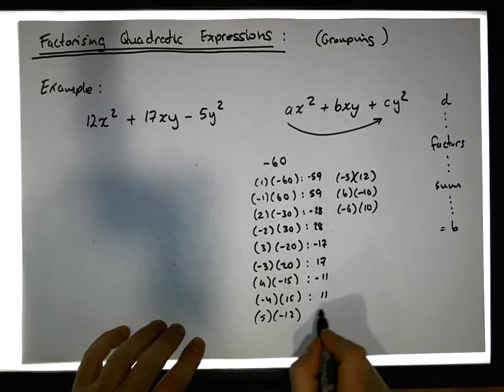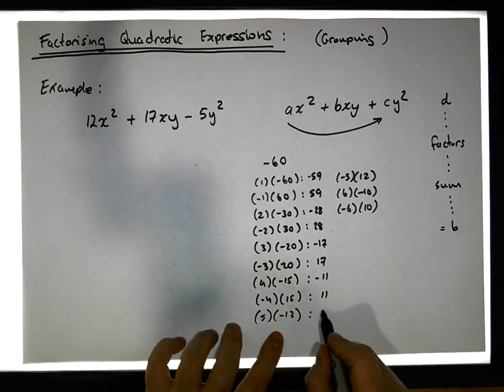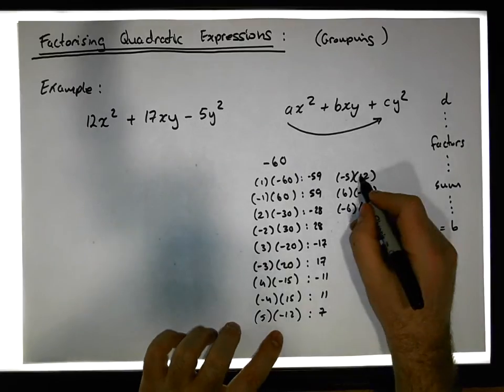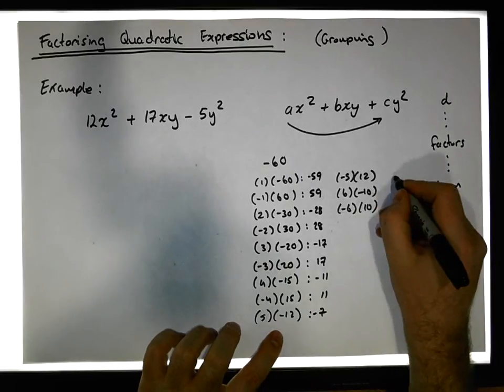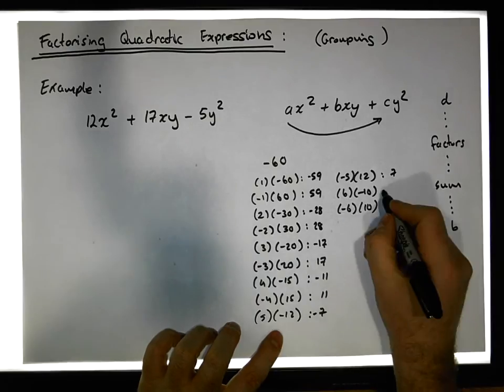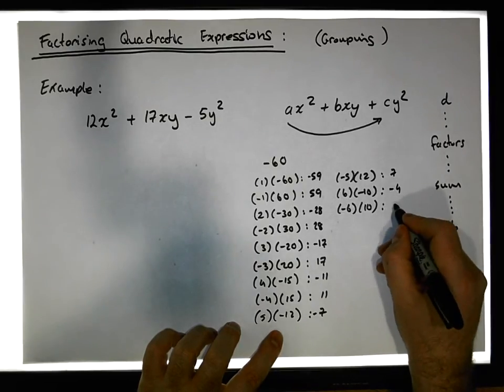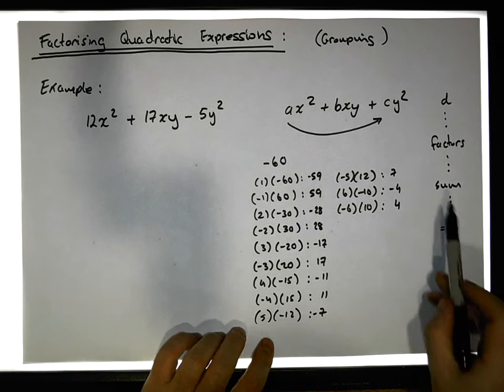Here we have 5 plus 11 gives us minus 7, and in this case here, this is going to give us 7. When we add the 6 and the minus 10 together, that gives us minus 4. And then when minus 6 and 10 get added together, that gives us 4. Okay, so we've summed them all together.